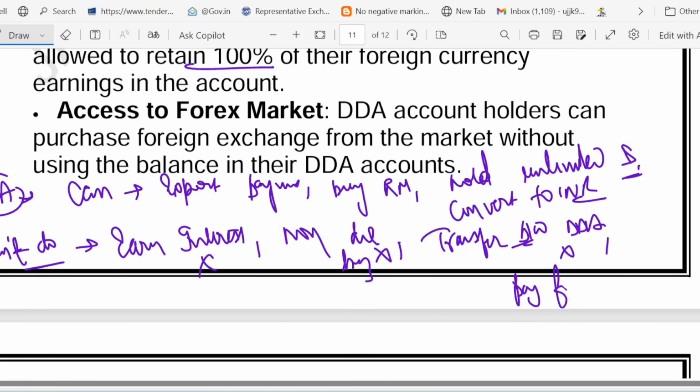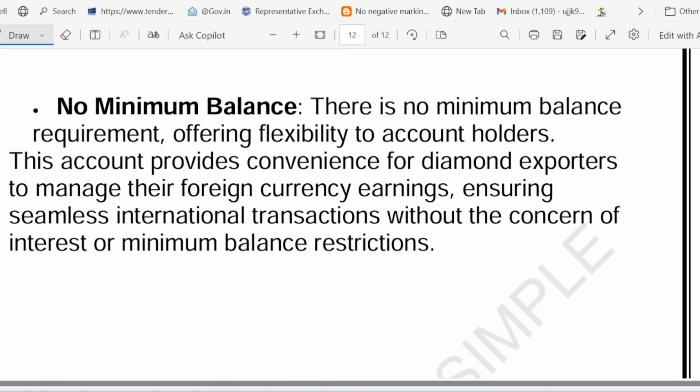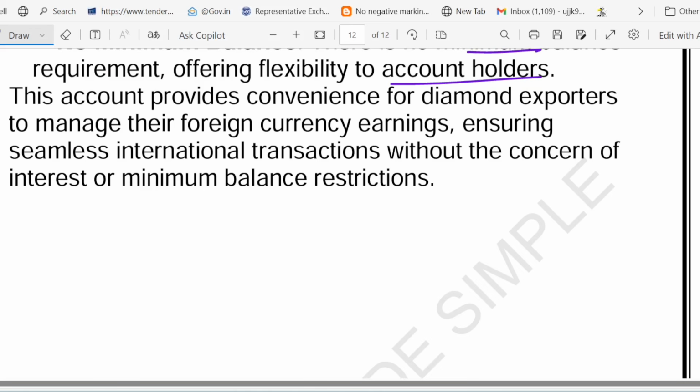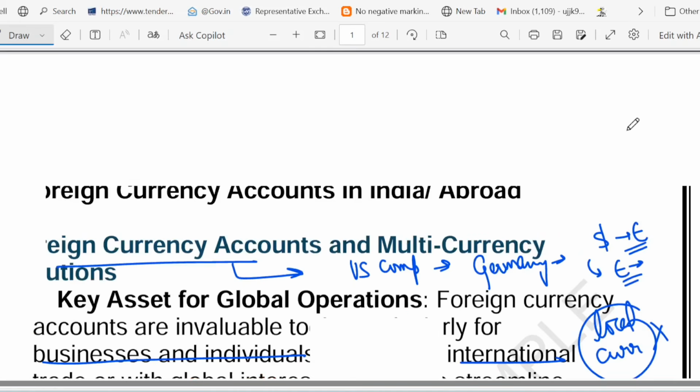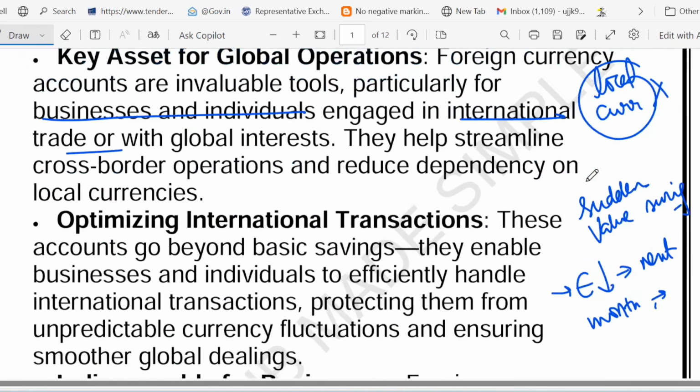So a smart exporter uses a DDA like a dollar wallet: keep enough for import, convert the rest when INR is weak. And obviously there is no minimum balance requirement, so it offers flexibility to the account holder. That is all you need to learn from this particular chapter. Let's recapitulate all the points we have gone through, which will help us in revision.